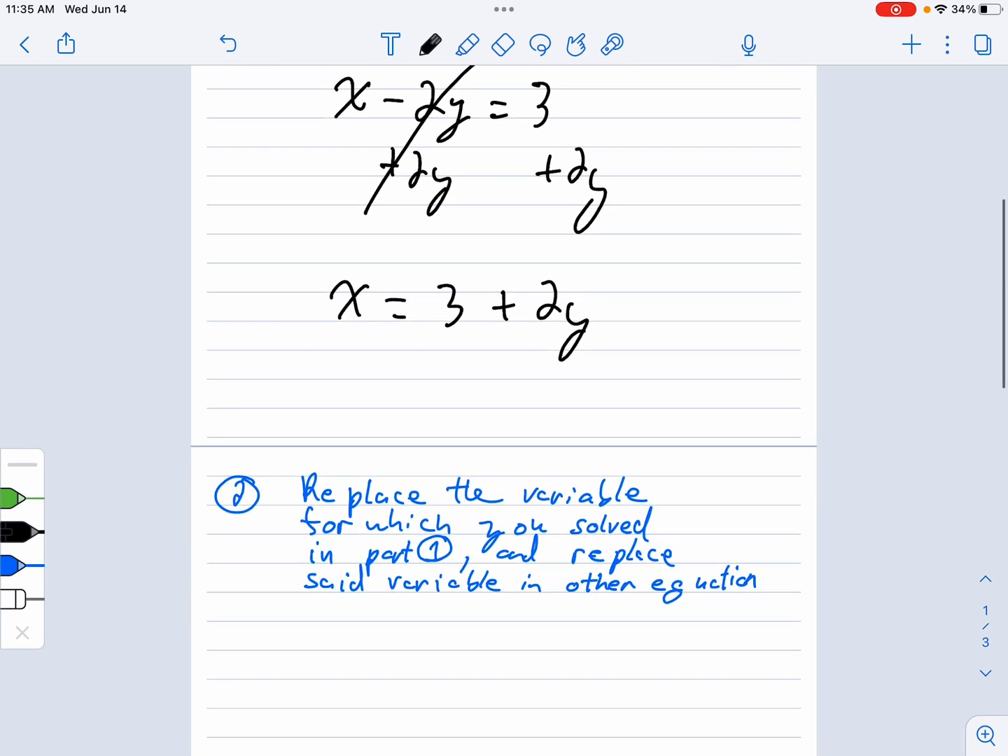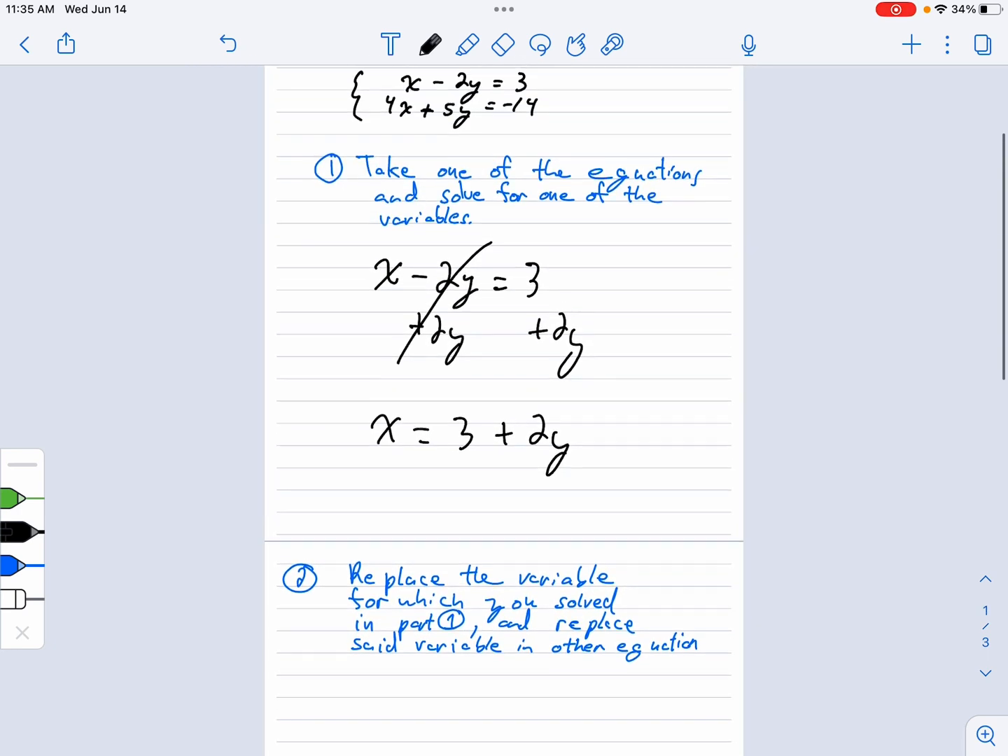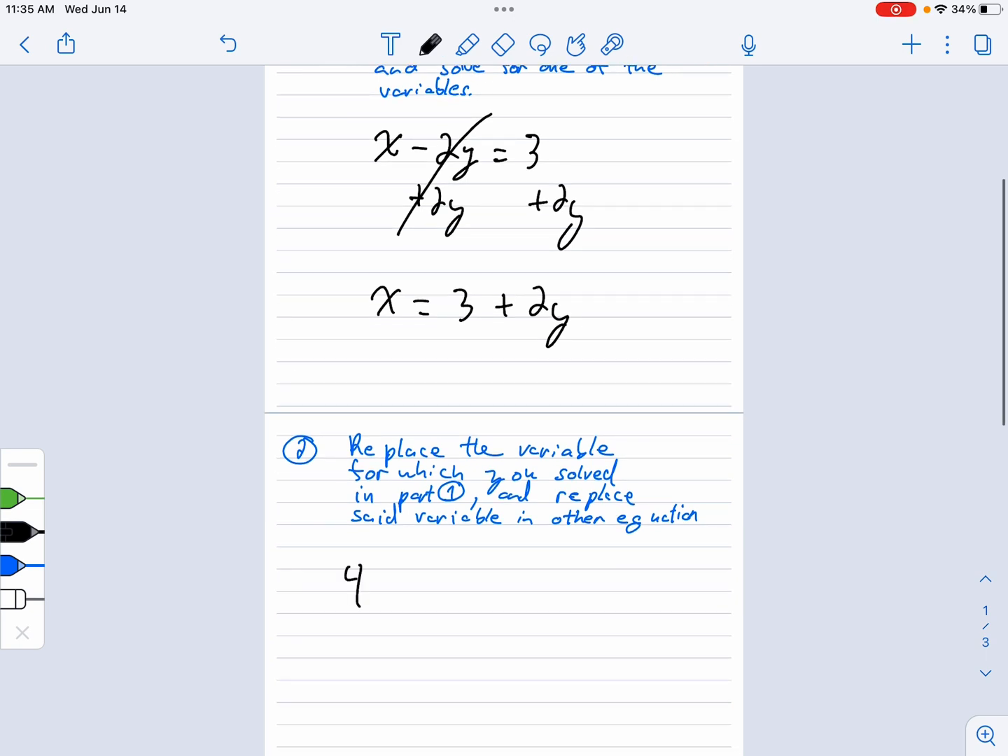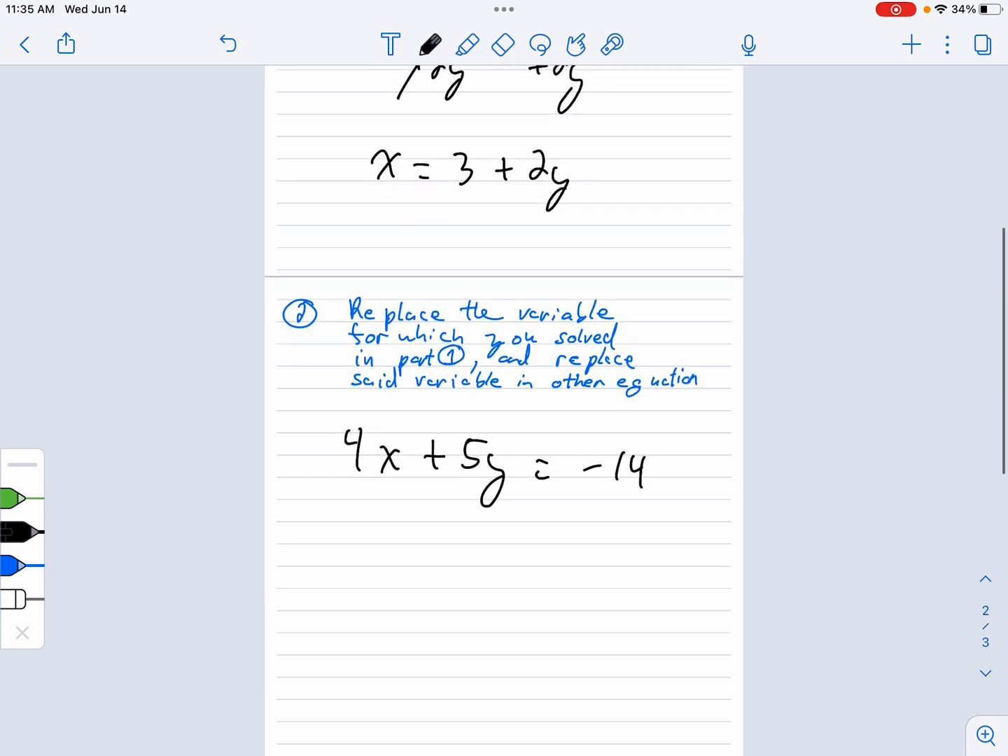Okay. Second step is this. Replace the variable which you solved in part 1 in the other equation. So what we mean by that is this. We have the other equation, 4x plus 5y equals negative 14. And what we're going to do is replace the x right here with x equals 3 plus 2y. We're going to replace it with 3 plus 2y. So that x becomes 3 plus 2y now.